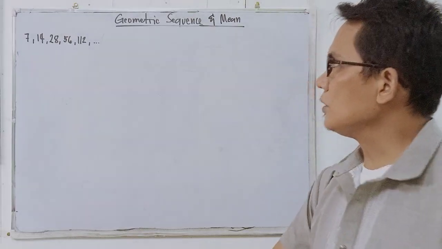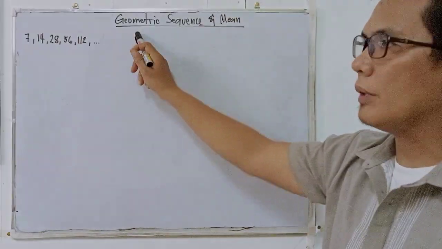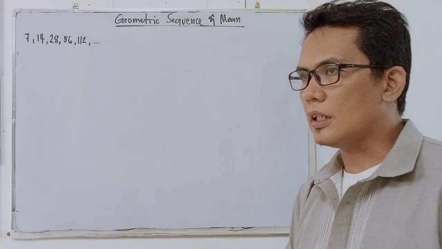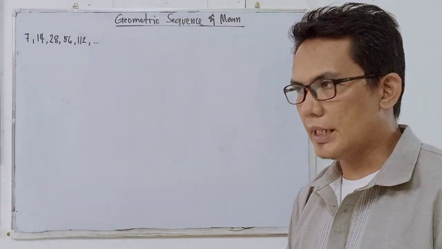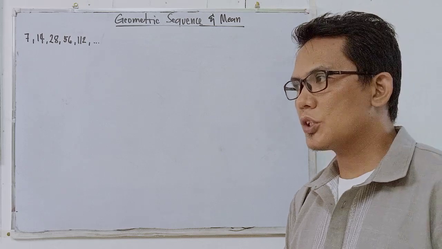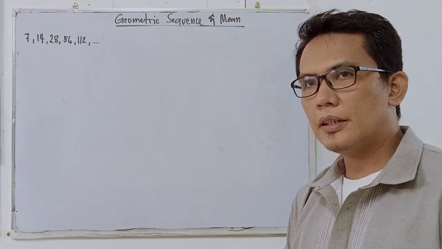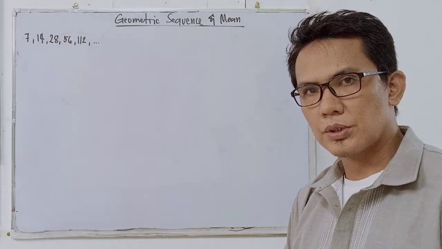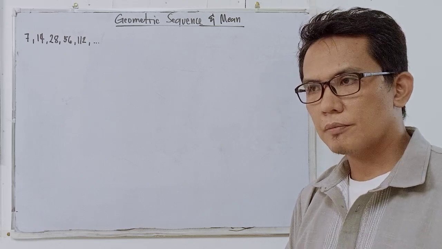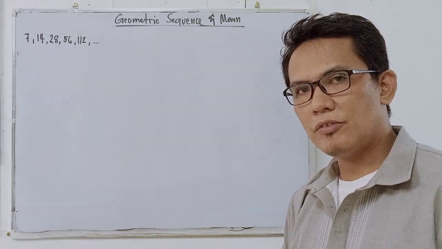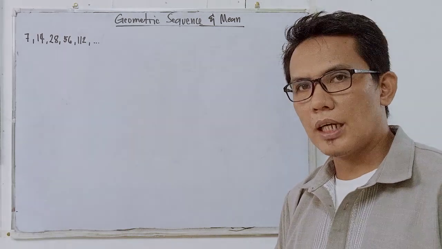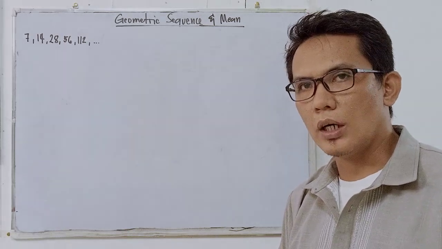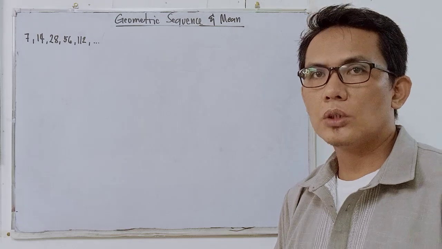Now, if we're going to talk about geometric sequence, the difference between the arithmetic sequence and the geometric sequence is that in arithmetic sequence, you're going to find a number to be added among the terms. And that is the common difference. As discussed in our previous videos, to solve for the common difference, we subtract our a sub 1 from our a sub 2.